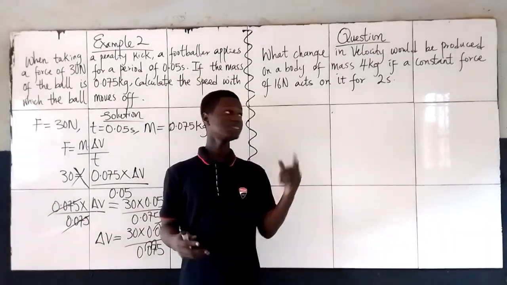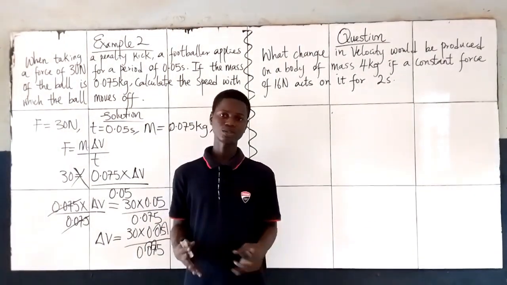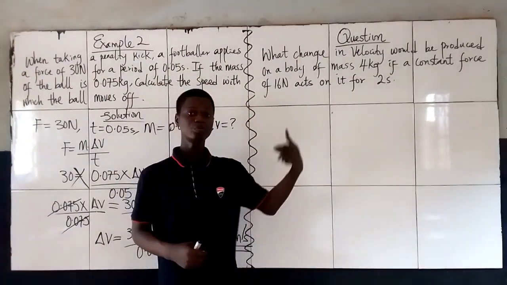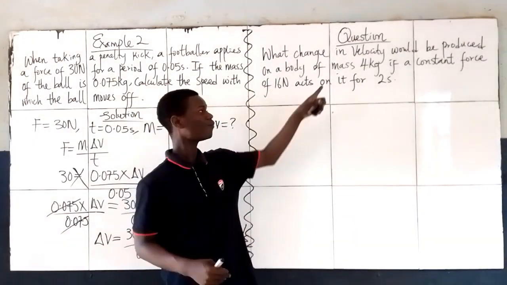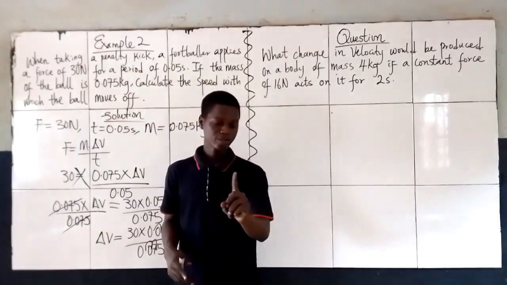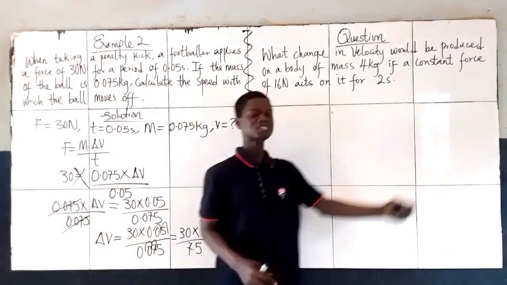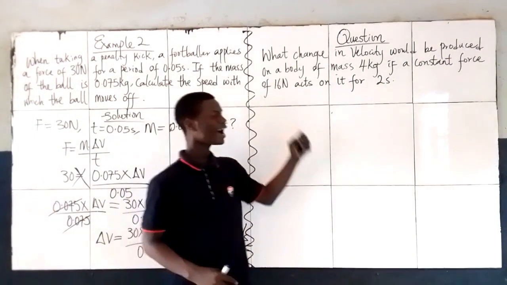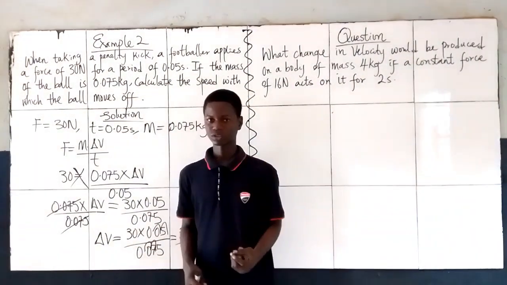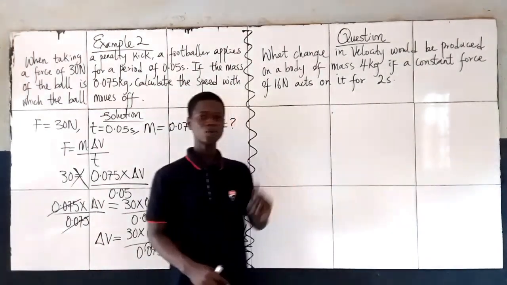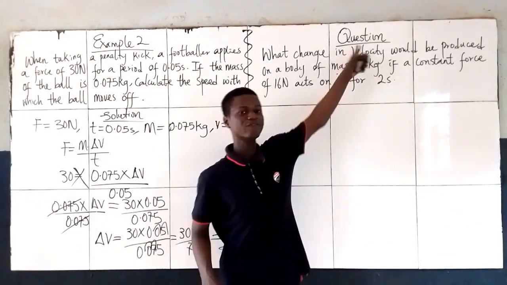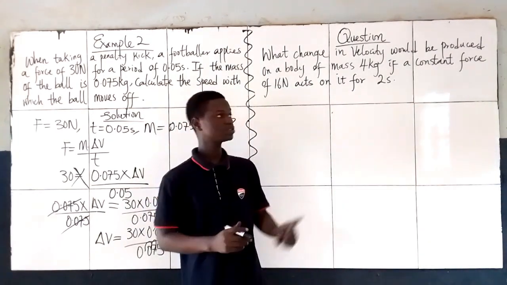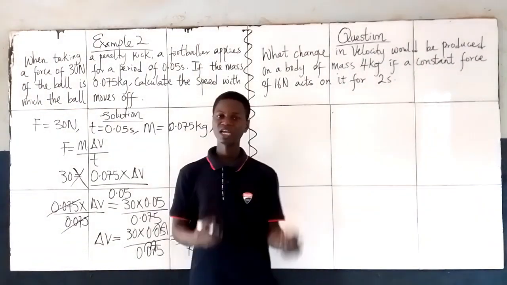Alright guys, here is the question you are asked to try your hands on. It reads, what change in velocity would be produced on a body of mass 4 kg? We are given mass. If a constant force of 16 Newton, you are given force, acts on it for 2 seconds, you are given what? Time. And what are you asked to find? The change in velocity. And that is symbolized by what? Delta V. You are asked to find the delta V, that is change in velocity.